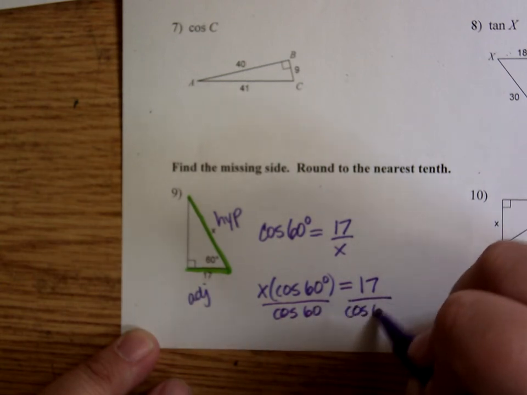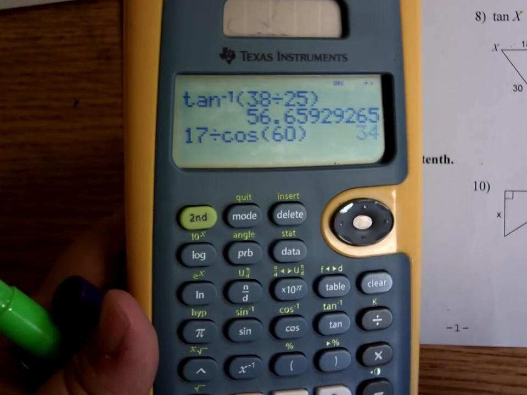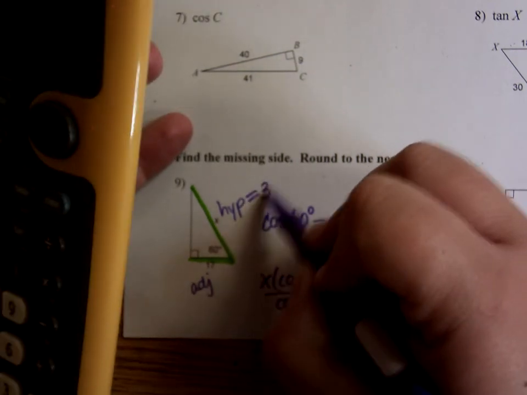And this is what goes in my calculator, 17 divided by cosine 60. Notice I'm not finding the angle, so it's not inverse cosine, it's just plain cosine. And I get 34. So that's 34.